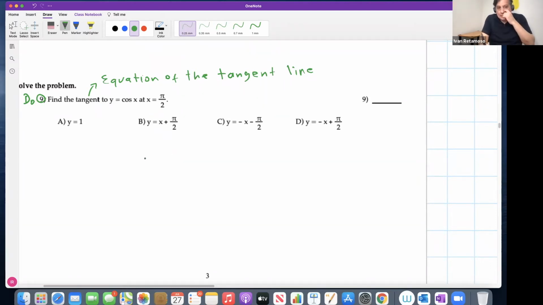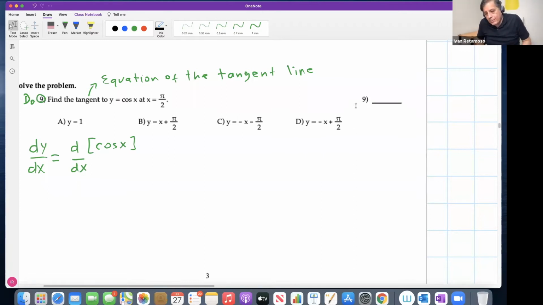Can you try this? Hint: start by taking the derivative of y with respect to x, right? Start there, because this will give you the slope. Once you have this, substitute x equals pi over 2 to get the slope. Then you have a point: the first coordinate, substituting into the function, you get the second coordinate. Try to follow what I did in the example.